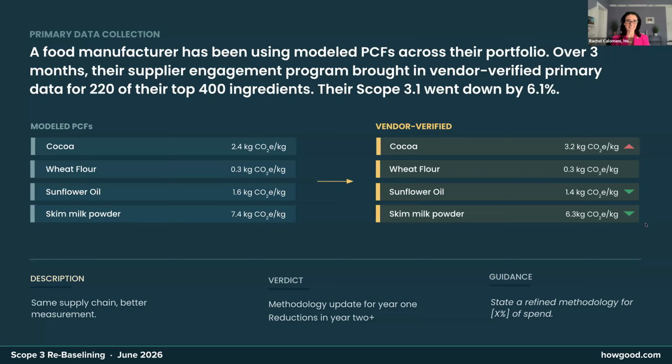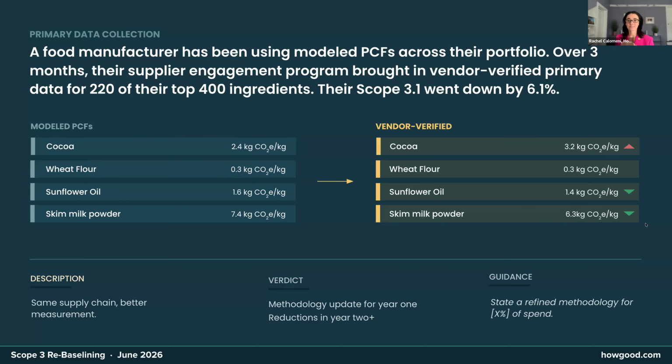So let's say that as a result of this shift, a food manufacturer is running their own supplier engagement program. Over 3 years, they pull in vendor-verified primary data for many of their top 400 ingredients. Scope 3.1 here drops, say, 6.1%. Very specific example. Let's look at what's happening underneath that number, though.